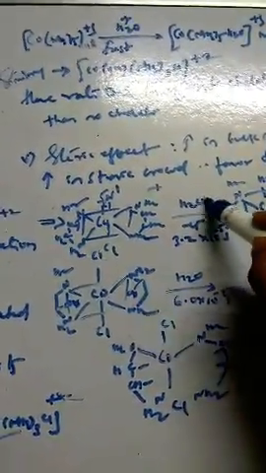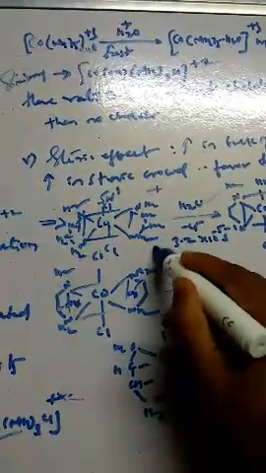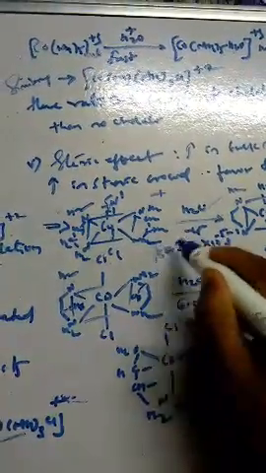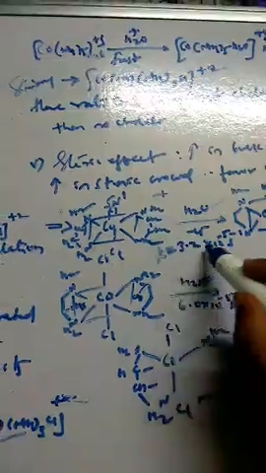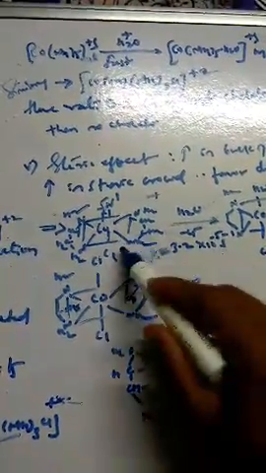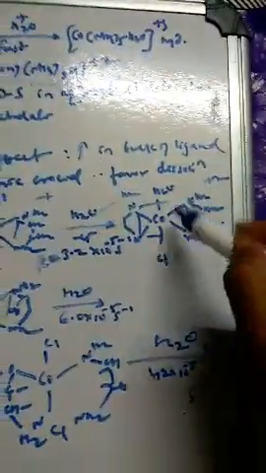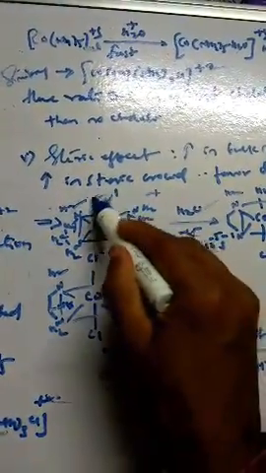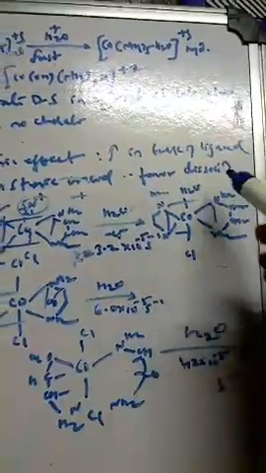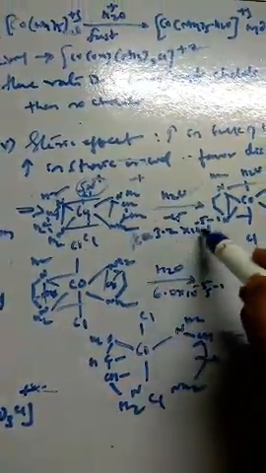I go for aquation here and I will get a rate value. I will write K here. I am going to get a rate value of 3.2 into 10 to the power minus 5 per second. When I go for aquation, I get H2O here. One of the Cl minus is detached, and in that place aquation takes place. The rate of this reaction is 3.2 into 10 to the power minus 5 per second.